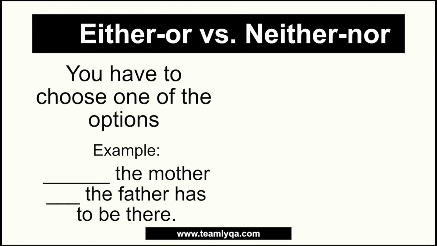For example, blank the father has to be there. So sa Tagalog, dapat may isa sa nanay o tatay na nandoon. Okay? So ibig sabihin, may isa. Hindi pwedeng walang kasama yung bata. So kunyari, siguro PTA meeting or kukuha ng cards or mag-enroll. So, dapat isa sa nanay o tatay nandoon. So, dahil requirement that one of them will be there, this will be either or. So, either the mother or the father has to be there.